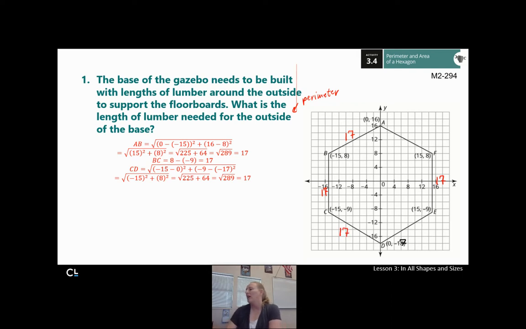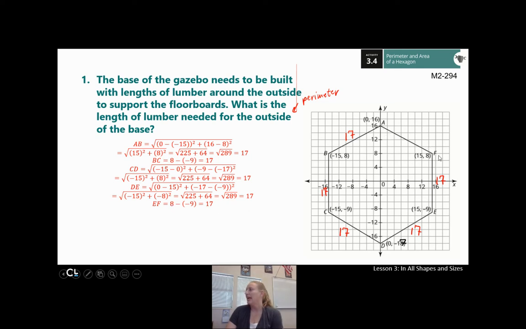Let's keep working our way around. DE, subtract our x coordinates, 0 minus 15. Subtract our y coordinates, -17 minus 9. Double negative becomes a positive. We have negative 15 squared and negative 8 squared, which is 225 and 64. Together, it's 289. And once again, we just found out that this side is also 17. We already knew FE was 17, but if you wanted to double check, since the X coordinates are the same, you could have just subtracted your Y coordinates.